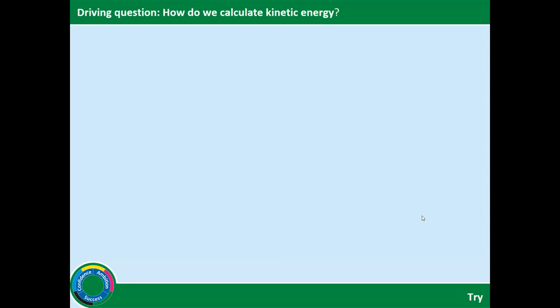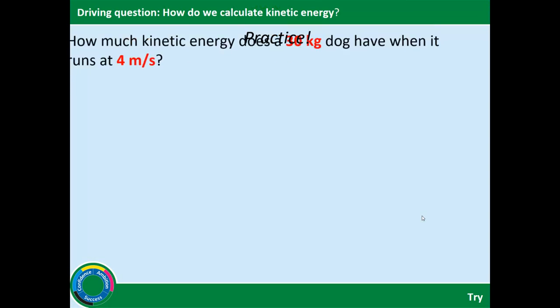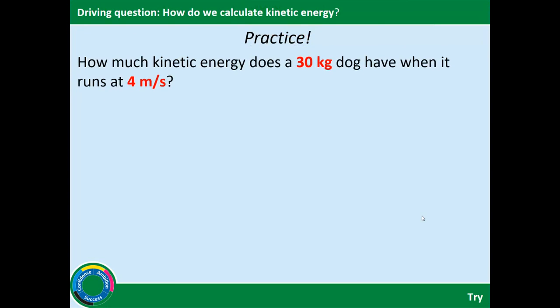Here's a practice question for you to try out. It says, how much kinetic energy does a 30-kilogram dog have when it runs at 4 meters per second? Pause the video now and try this question on your own.